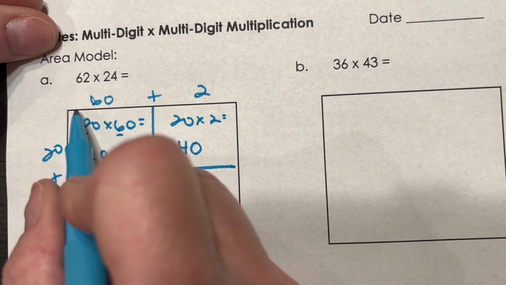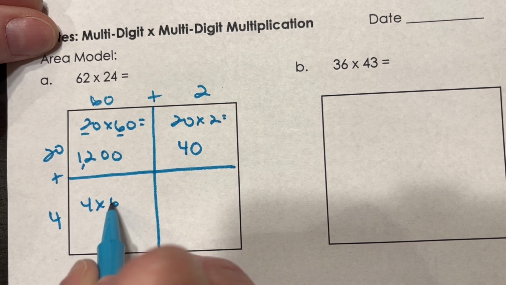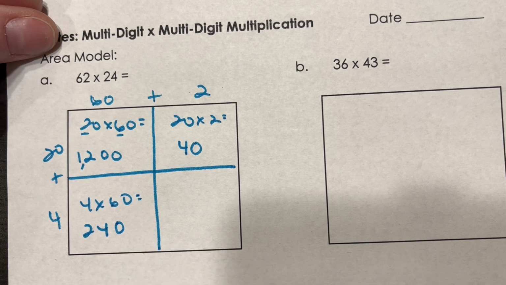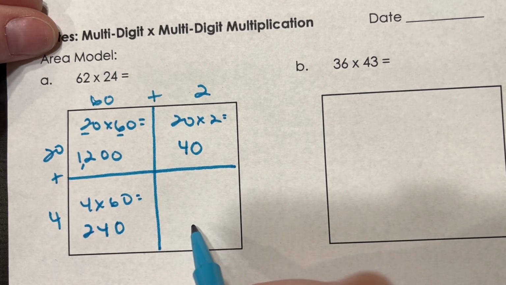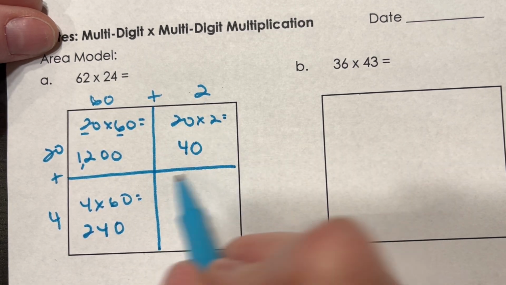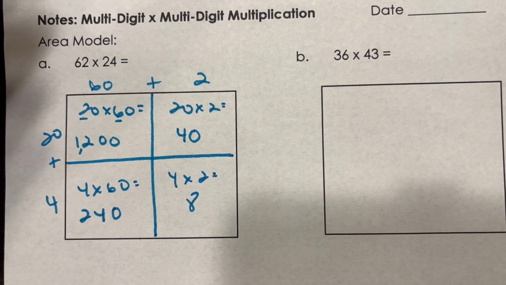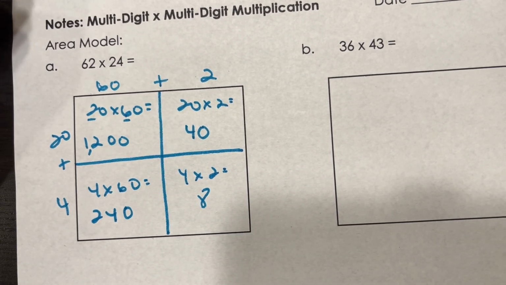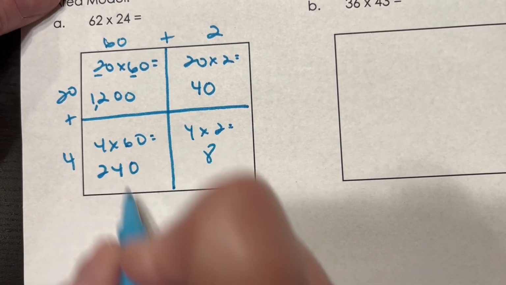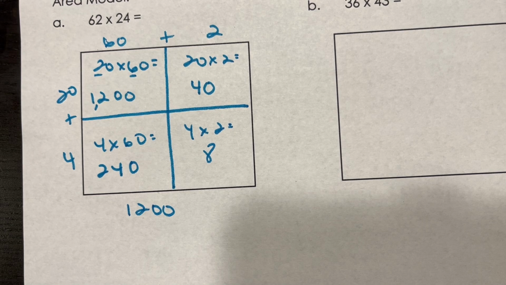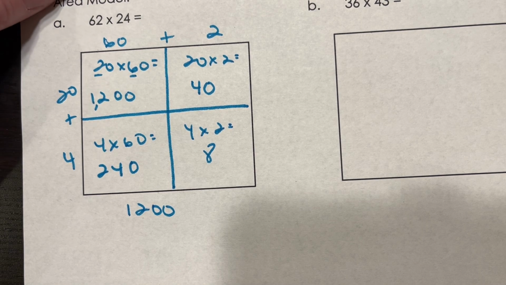And this is 4 by 60, so 4 times 60. 4 times 6 is 24, and then 1 10. And this last piece is 4 by 2. This is 4, this is 2, and 4 times 2 is 8. Now to find the area of this, all we do is we add those all up, right? So I'm going to take 1200, and again, addition's also commutative. It doesn't matter what order you add them.